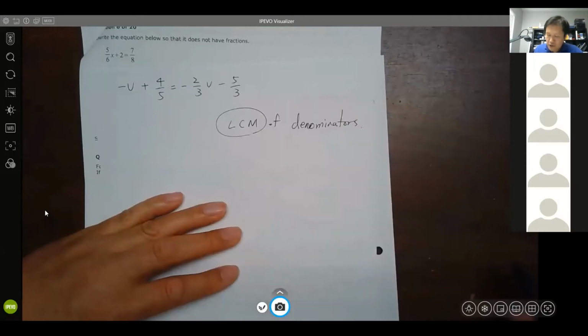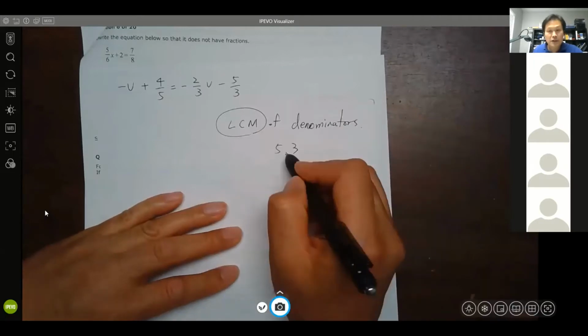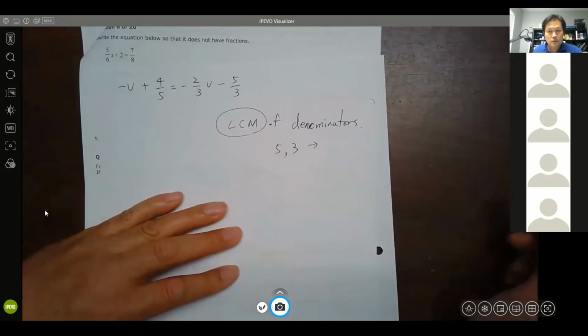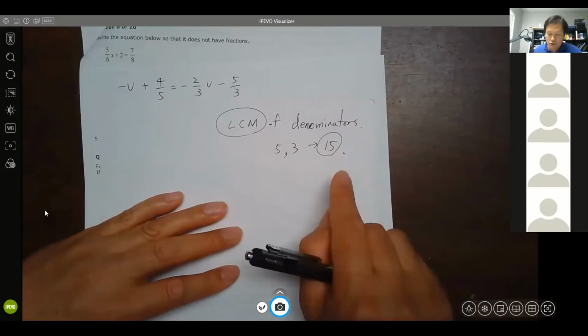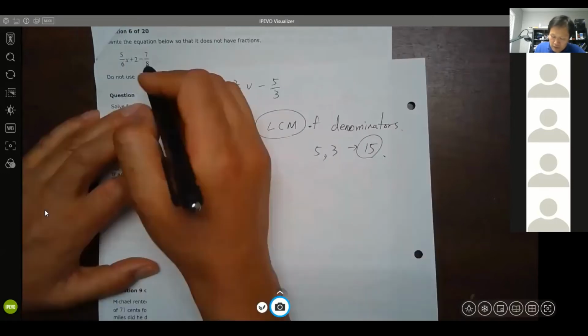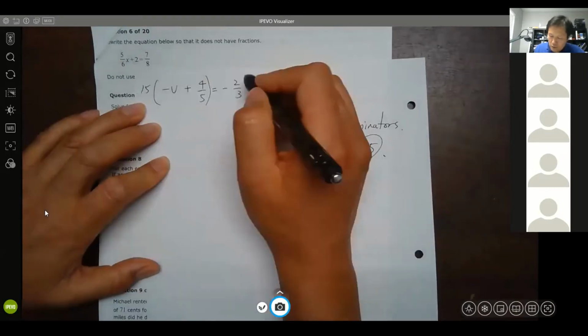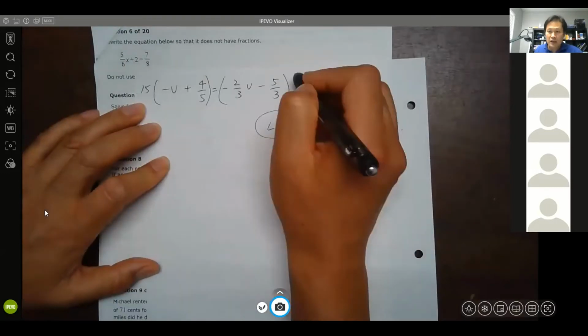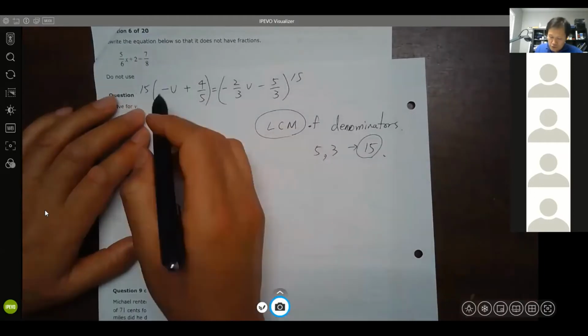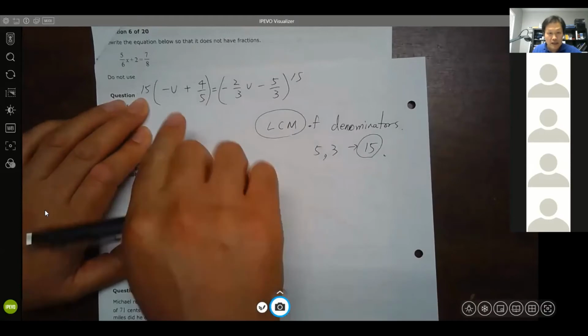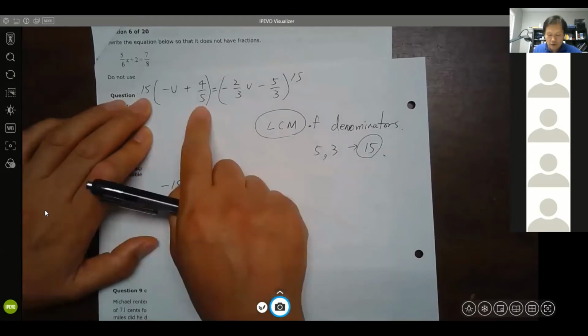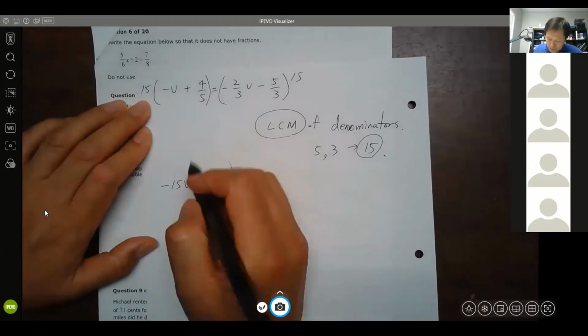So 5 and 3, what's the least common multiple of the denominators? 15. 5 goes into 15, 3 goes into 15. So 15 is the LCM. So what do we do? Multiply by 15 on both sides first. So you distribute 15, minus 15b; 15 and 5, you cancel out. 5 and 15, 3 times 4, 12.